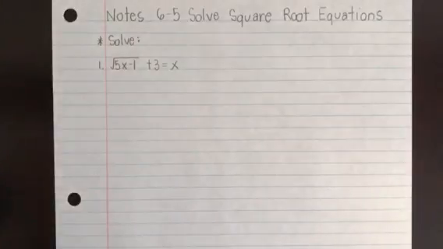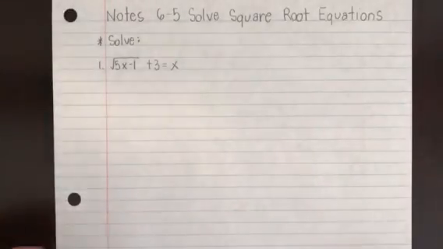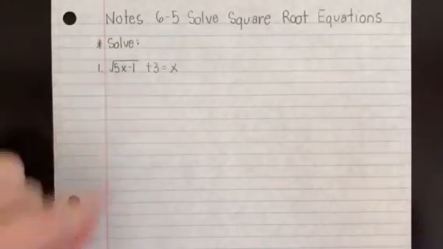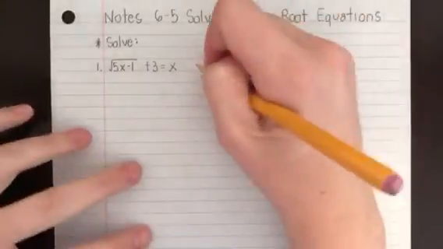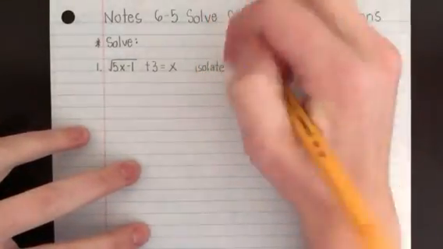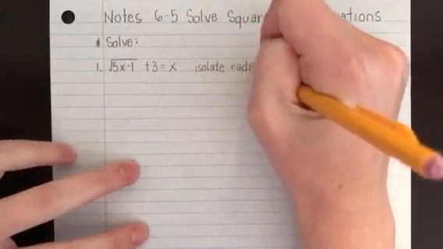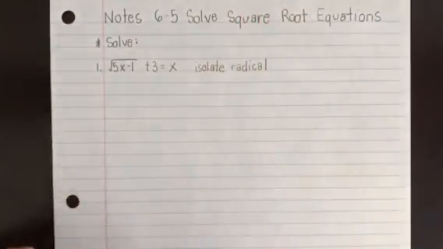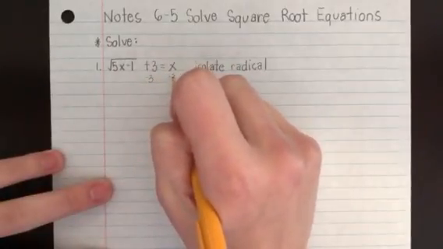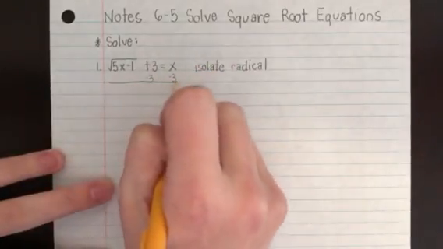Today we're looking at note 6-5, solve square root equations. So yes, we will be solving more square root equations today, but you will see how these will be different from the previous day. So if I ask you to solve this square root equation, just like before, the first thing I want you to do is isolate the radical. Okay, so in this case, that means I need to subtract 3 from both sides.